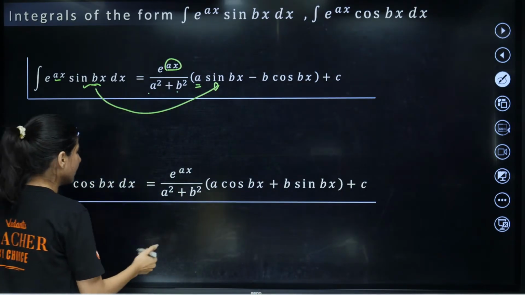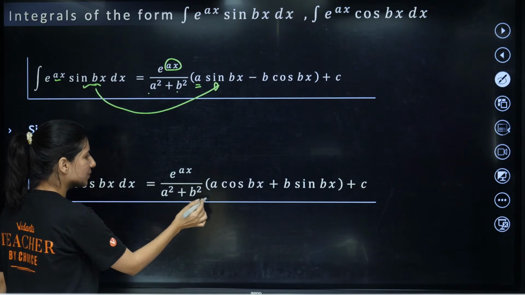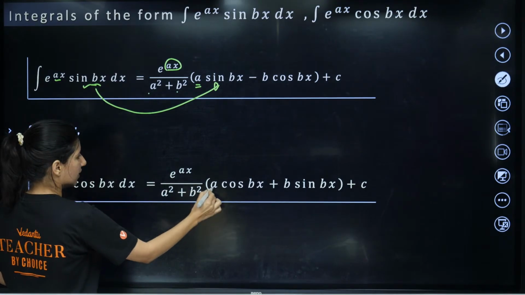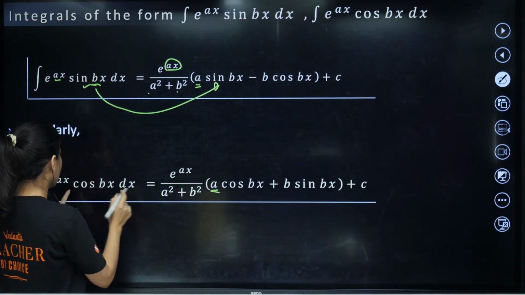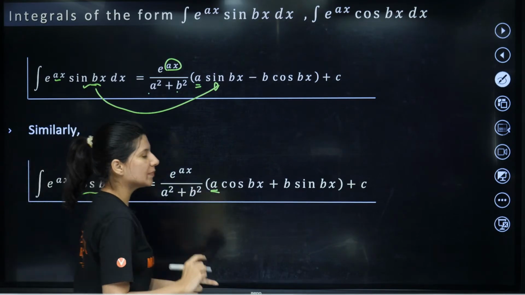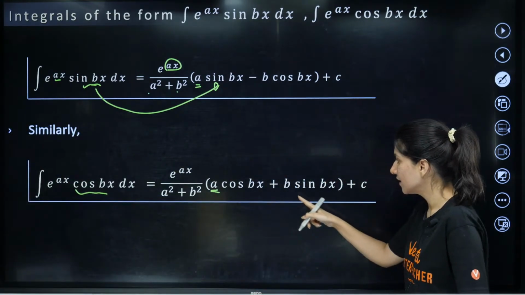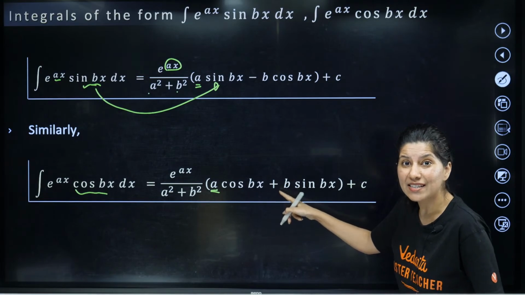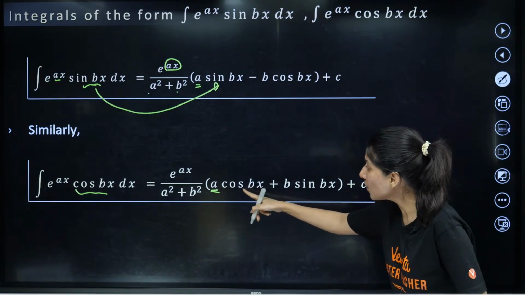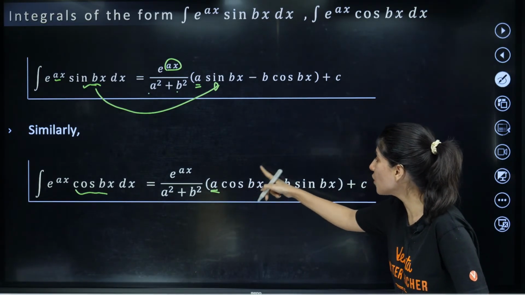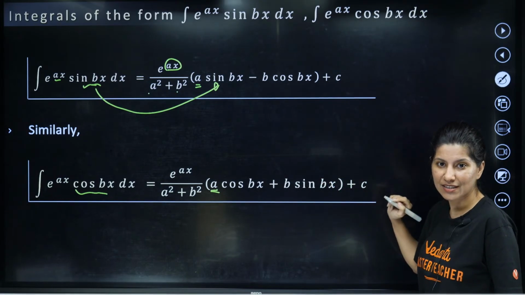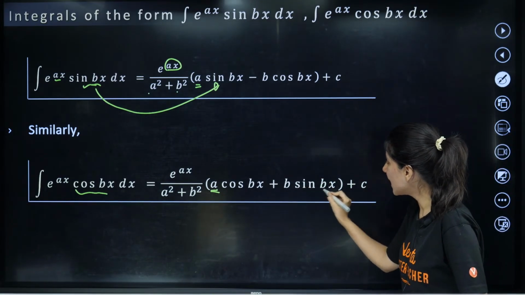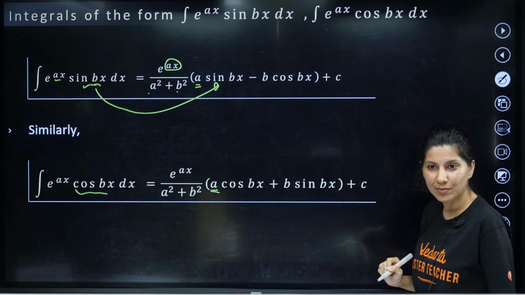Same thing for the other one: e raised to power ax upon a square plus b square. Now this is a, e raised to power ax, copy paste cos bx. Plus is not there, minus is there, and you have to differentiate. So the derivative of cos is minus sin, so sin bx and one more b will be there.